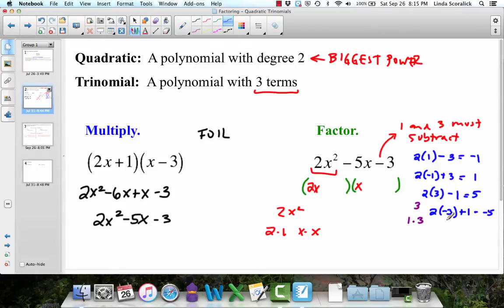What that tells me is that the 3 needs to be negative and needs to multiply by the 2. So I put in the minus 3, and the reason it goes in the second set of parentheses is because we want it to be able to multiply by the 2 in this 2x. The other set of parentheses gets a positive 1. So the final factored form here is 2x plus 1 times x minus 3. You're going to get better and better at these so that you require less and less scratch work.